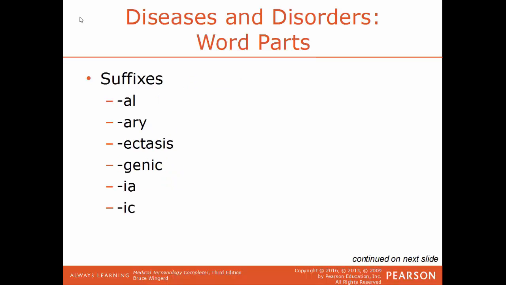I'll go over some word parts, or some of the suffixes that go along with some diseases and disorders. The first two mean the same thing. The suffixes al and ary both mean pertaining to. The next one, ectasis, a dilation or a widening of. Genic means produced by or produced in. Ia is a reference to a condition. And then the suffix ic means pertaining to. The ism is a reference to a process or a condition. Itis means the inflammation of. Oma is a reference to a tumor. Then osis is a reference to an abnormal condition.